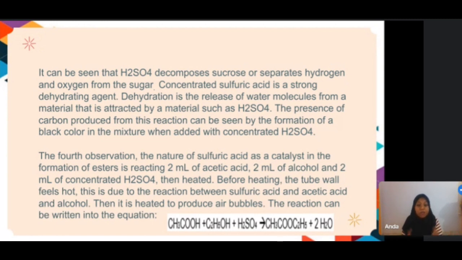And the fourth, observing the nature of sulfuric acid as a catalyst in the formation of ester, is reacting 2 ml of acetic acid, 2 ml of alcohol, and 2 ml of concentrated H2SO4. Then heated. Before heating, the tube was warm. This is due to the reaction between sulfuric acid and acid and alcohol that is heated to produce air bubbles. The reaction can be written in the equation CH3COOH and then the picture. This is the picture.